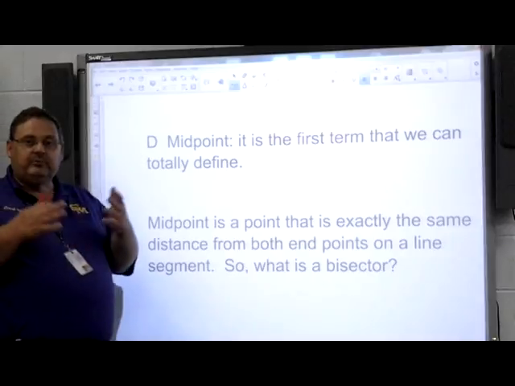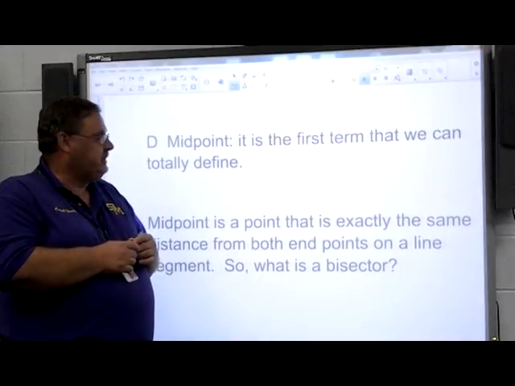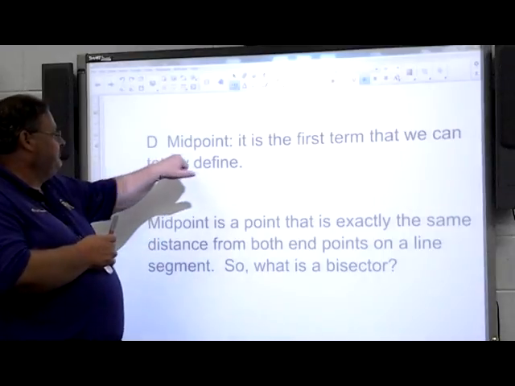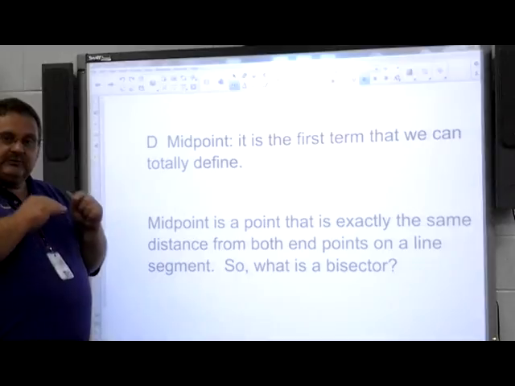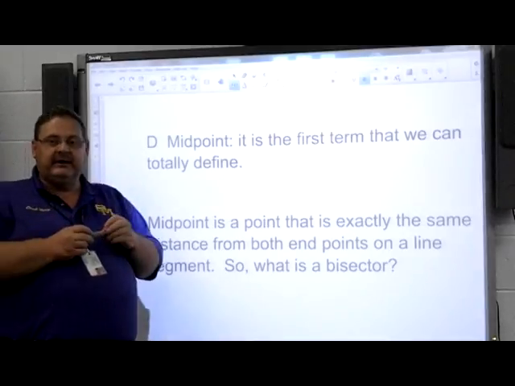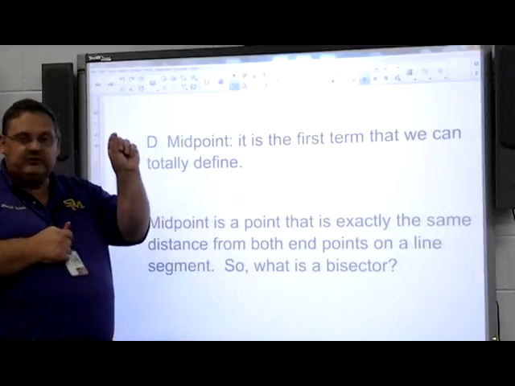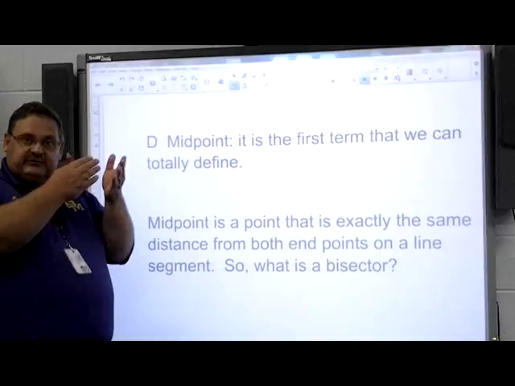Without going through my entire unit that I would teach you in my basic terms class, the answer is midpoint, D. It is the first term that we normally find that we can totally define. Why? Because a point in geometry is defined as something that's so small that it's not even measurable. So we have to agree that it exists.